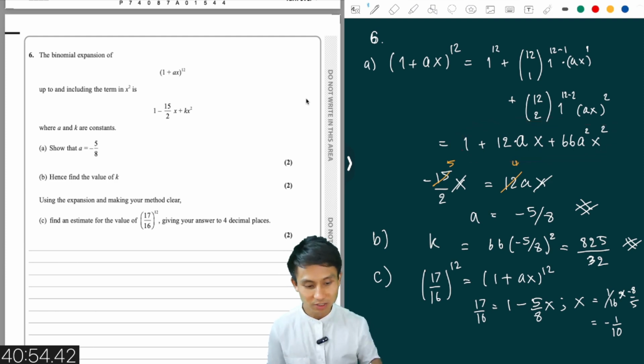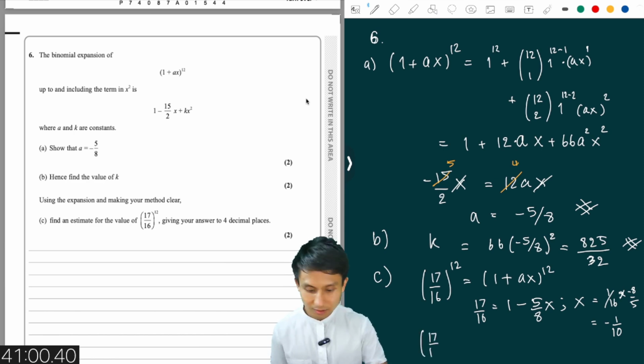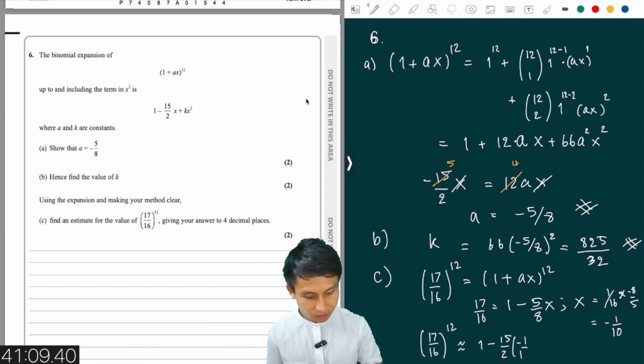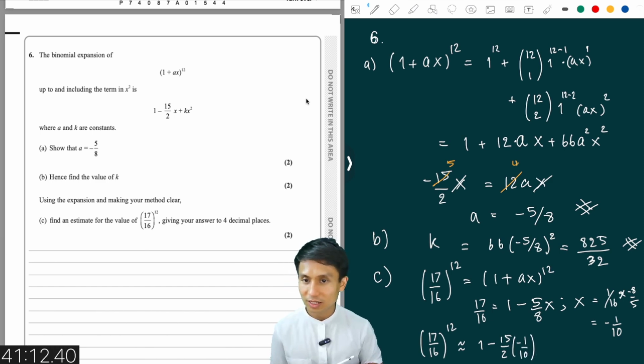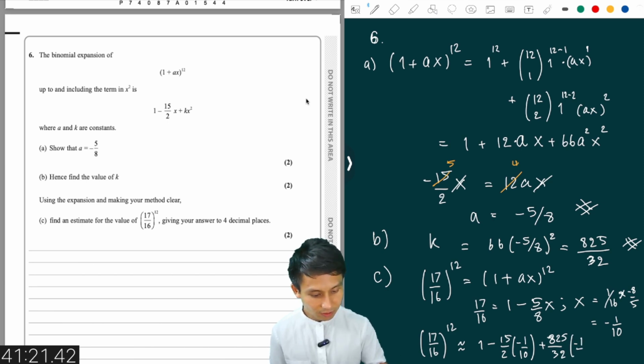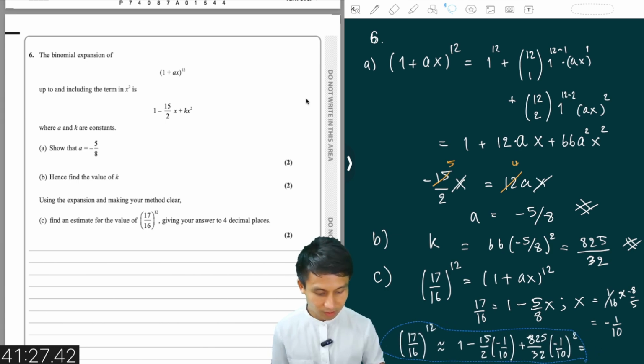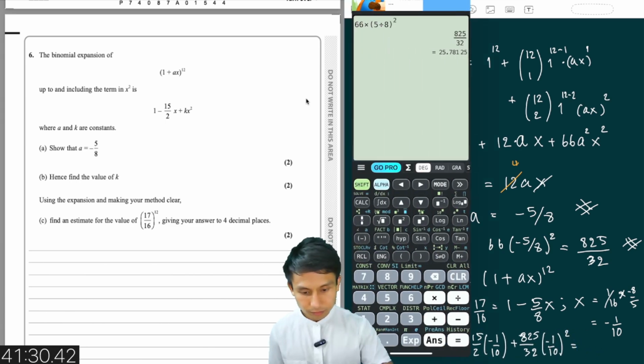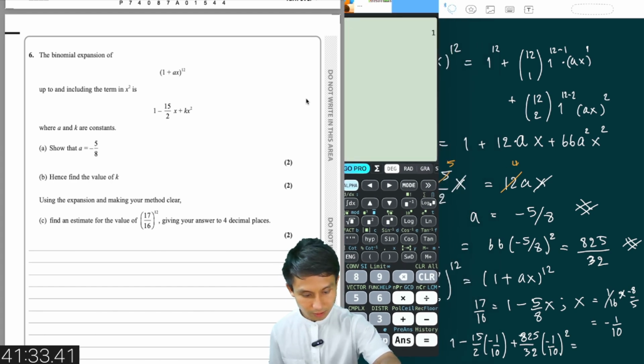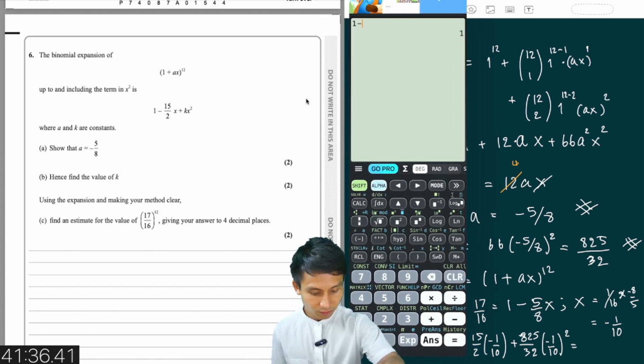Okay, so we're going to use this x value and substitute into this to get the approximation. That right there would then be approximately 1 minus 15 over 2, where x is minus 1 over 10. Just substitute x into your expansion there. K was that, so we follow through using that k value, and then x squared. Whatever that is, it would be our estimate. All right, 1 minus, what was that? So that's a plus 15 over 20.